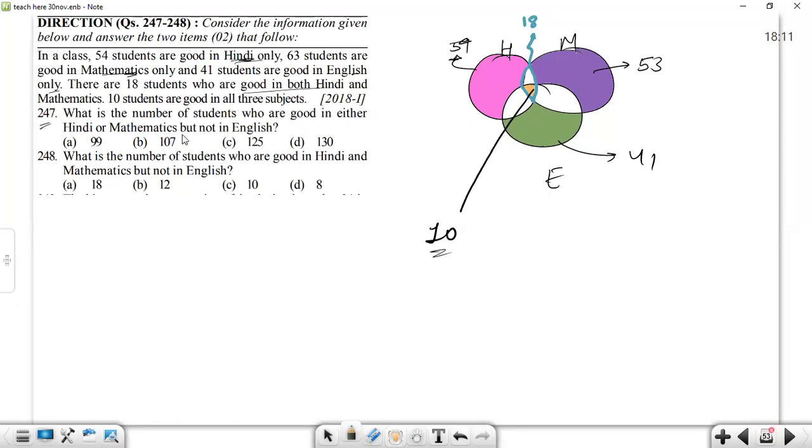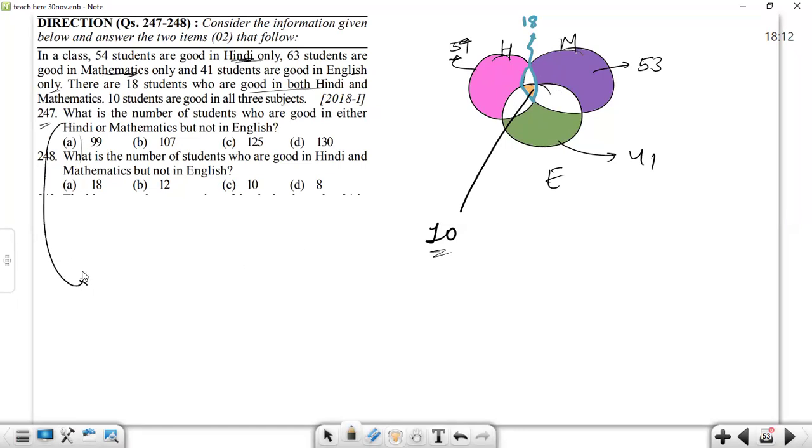So first question is, what is the number of students who are good in either Hindi or mathematics, but not in English? Either Hindi or mathematics means the Hindi and mathematics union set. But not in English, so we have to exclude whatever part of the English set is intersecting it.